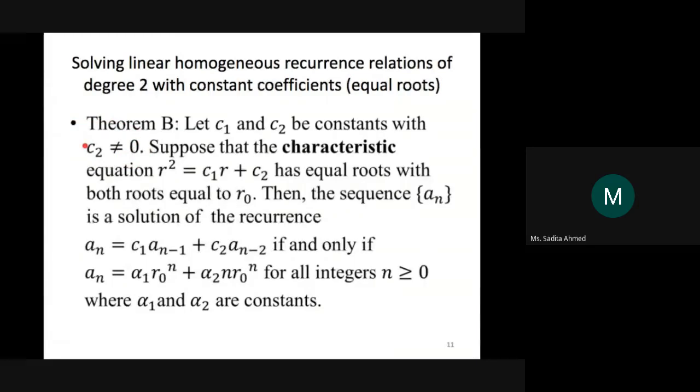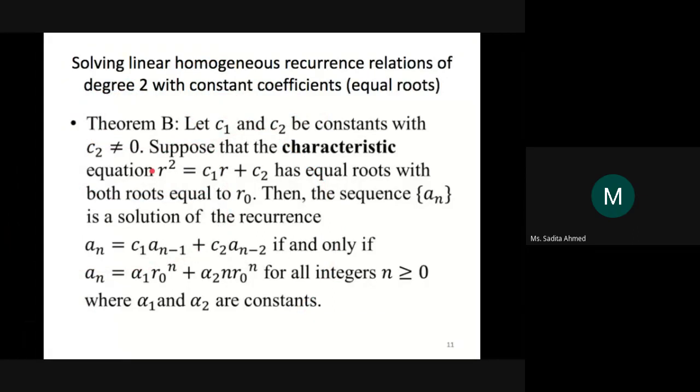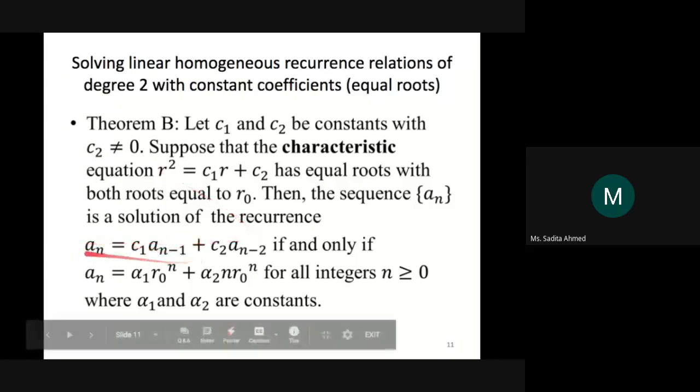in that case also we have a theorem, theorem B. This is the theorem we will use in order to solve recurrence relations which have characteristic equations which will yield equal roots. All right. So in that case, this recurrence relation which solves the sequence, this equation is equivalent to this equation.